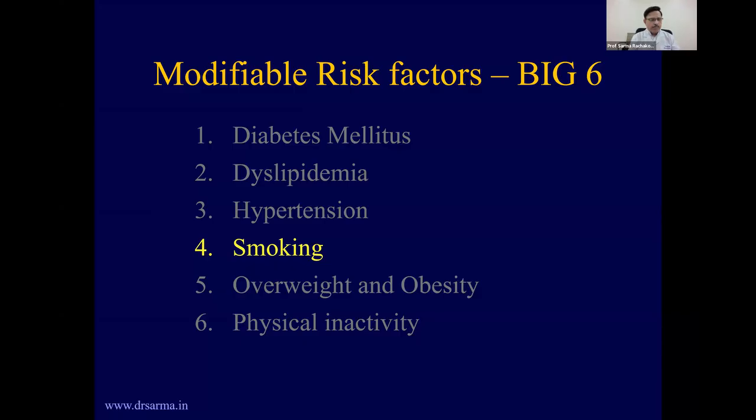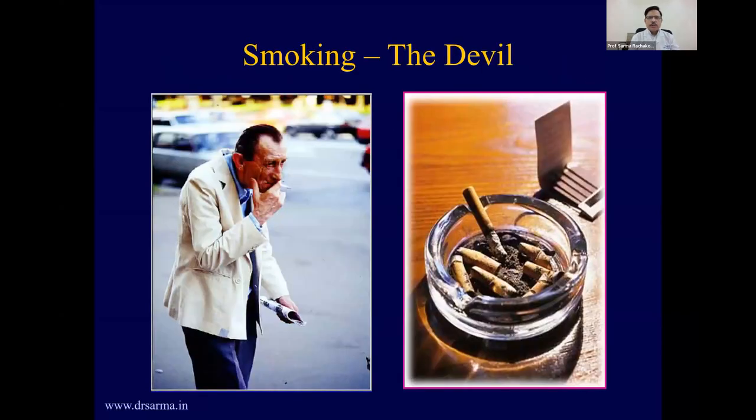Now let us look at smoking as a risk factor. See, smoking is a universal devil. Everywhere you can see this is measured in terms of pack years. What are pack years? Number of packets smoked per day multiplied by the number of years. Suppose somebody is smoking half a packet, 0.5, for 10 years. It is 0.5 into 10, it becomes 5. Or somebody is smoking 5 packets per day for 15 years. 5 into 15 is 75.